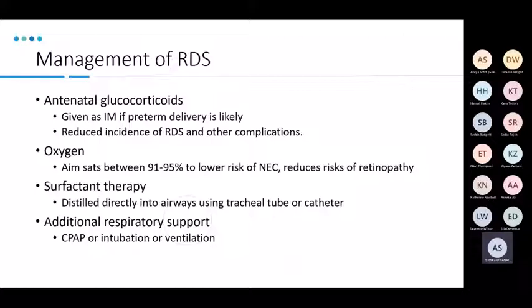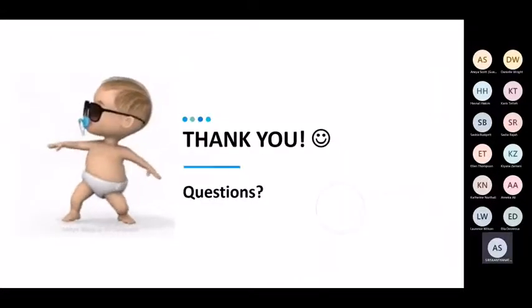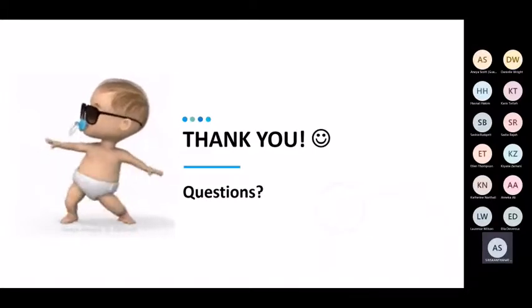And you can also put surfactants directly into their airways as well, using a tracheal tube or a catheter to help them get that surface tension and help them with their breathing. And sometimes none of this is really helpful, so you might actually need to put them on a CPAP or intubate them or ventilate them. Okay, so that was a quick whistle-stop tour of RDS. Any questions at all?